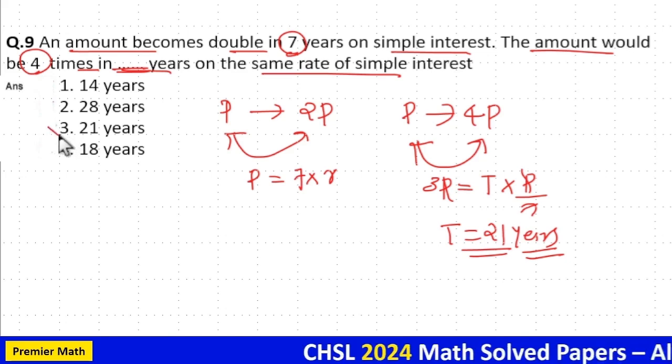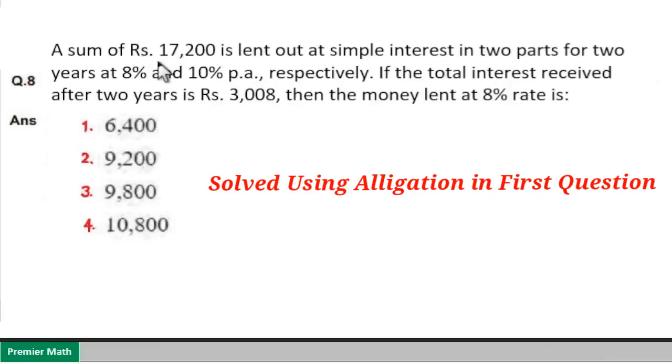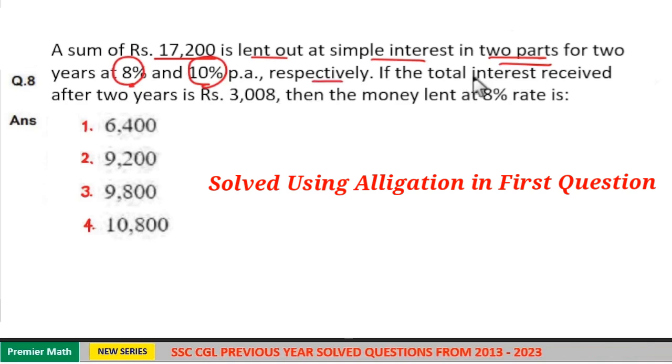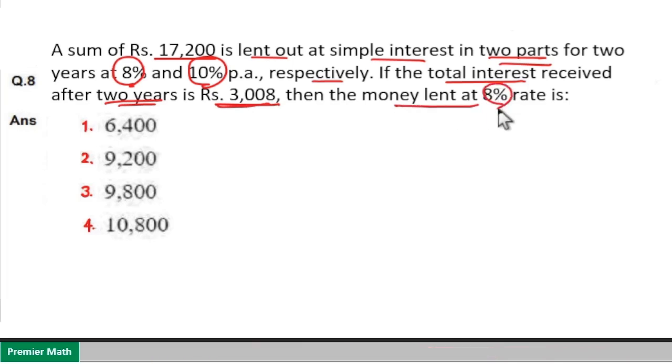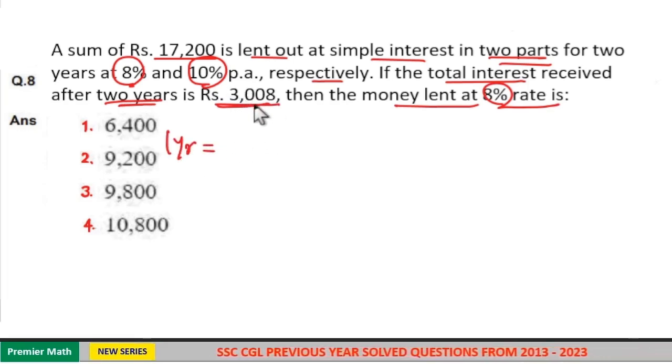So option 3 is your answer. A sum of rupees 17,200 is lent out at simple interest in 2 parts for 2 years at 8% and 10% per annum respectively. If the total interest received after 2 years is rupees 3,008, then money lent at 8% rate is. Here in 2 years simple interest received is 3,008. Then in 1 year simple interest received is half of this. Half of 3,000 is 1,500, half of 8 is 4. So 1,504 is the simple interest received in 1 year.